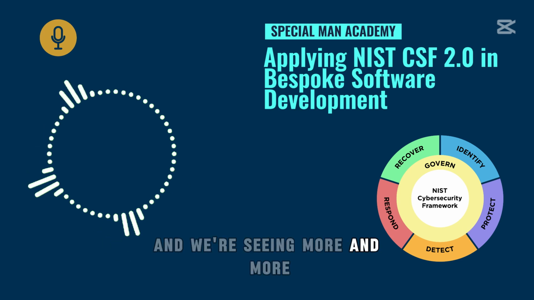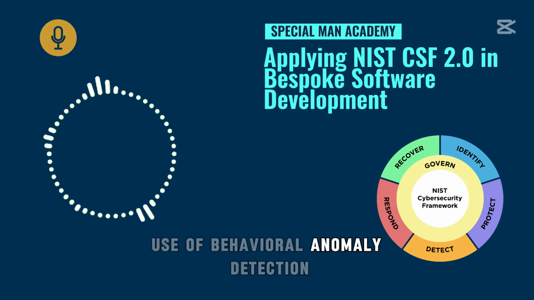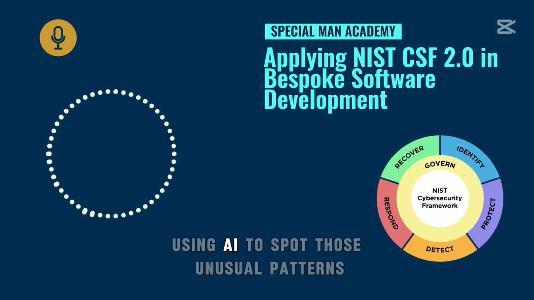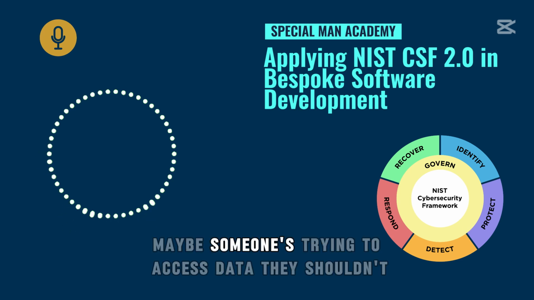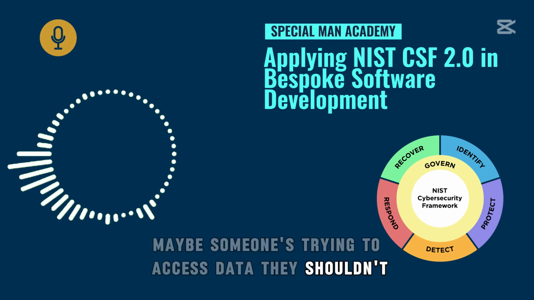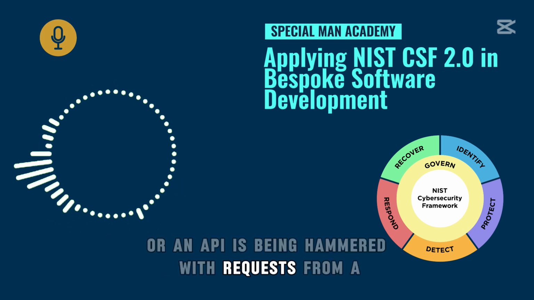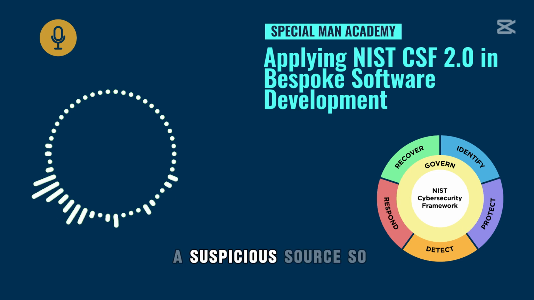And we're seeing more and more use of behavioral anomaly detection, using AI to spot those unusual patterns that could signal an insider threat or something fishy going on. Right, like maybe someone's trying to access data they shouldn't, or an API is being hammered with requests from a suspicious source.